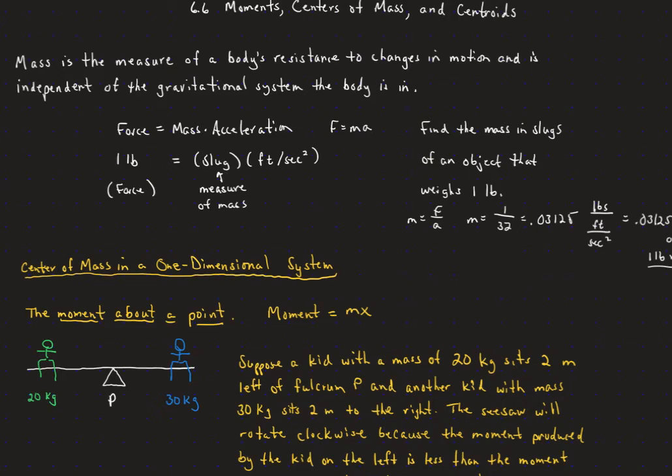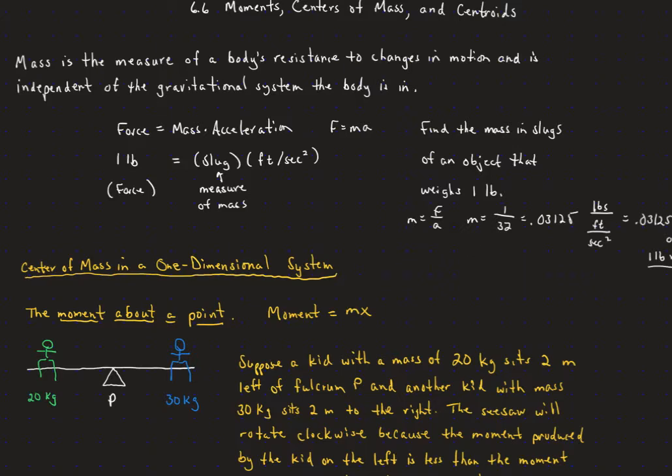We're going to talk about moments, centers of mass, and centroids. Again, this is not a BC topic, so we're going to work out of the Larson book here. So first, some vocabulary and some ideas that come from physics.